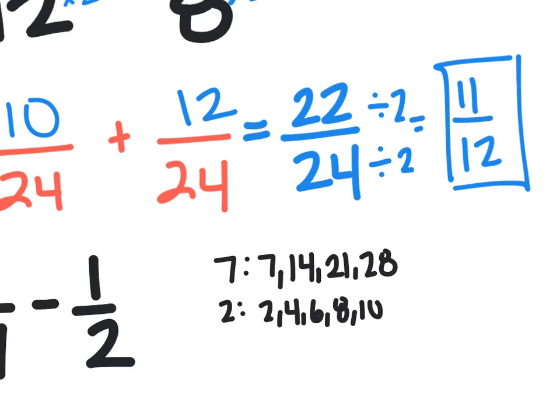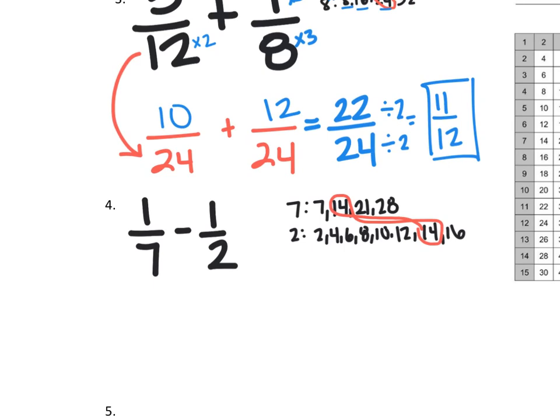I still haven't found the number they have in common, so you just keep going. 12, 14, 16. And there it is. They both have a 14 in common. So here's a 14 and here's the other one right there. So that is going to be my new denominator. It's going to be over 14 minus, be careful, some people accidentally write plus.